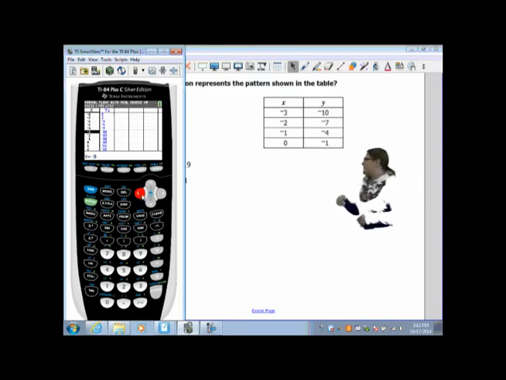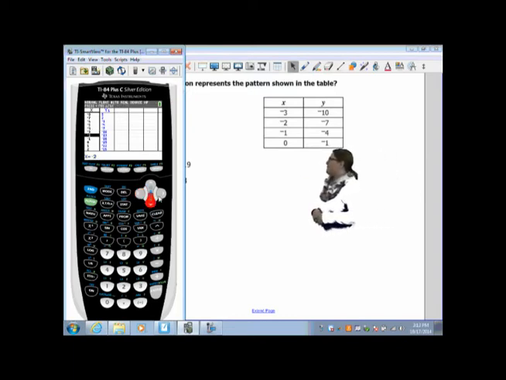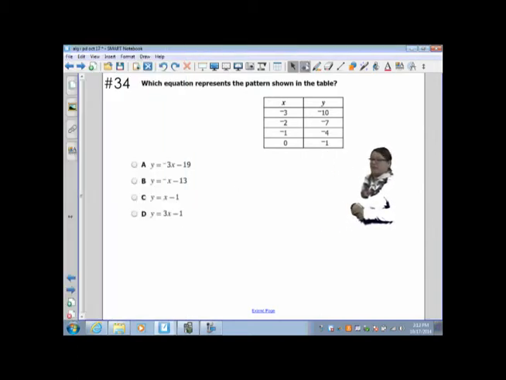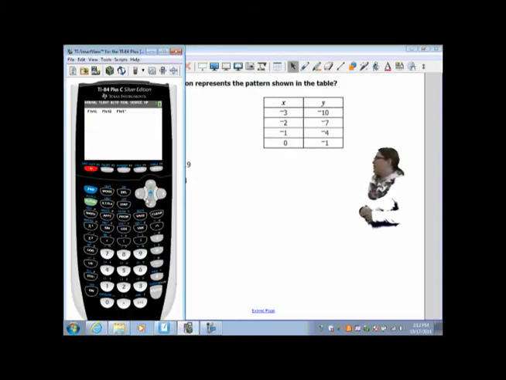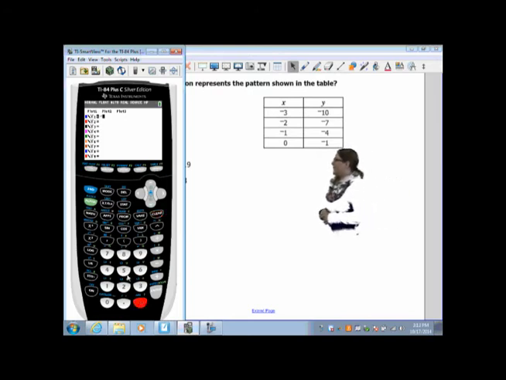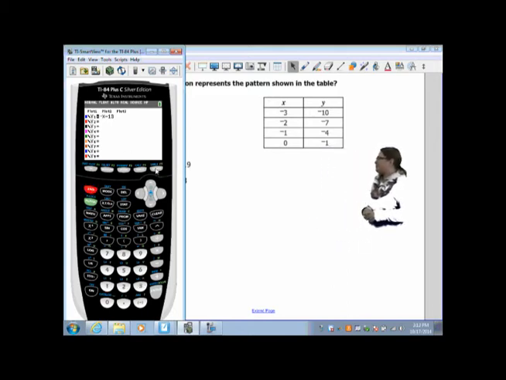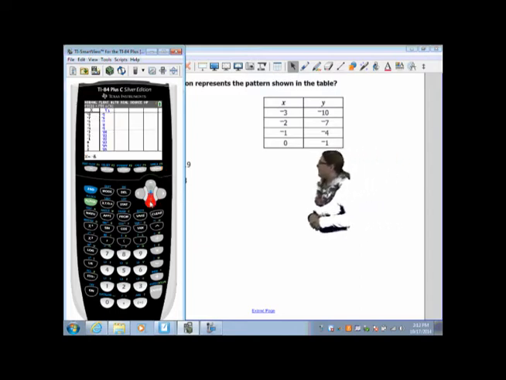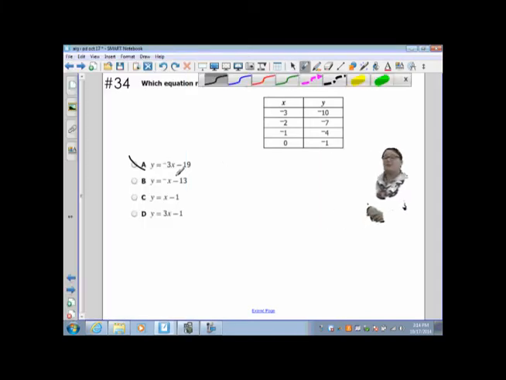Now we need to check our next x value, which is negative 2, and we're looking for it to match up with negative 7. It does not. So we're going to move on to answer choice B to see if that matches. So y equals, now we're going to type in negative x minus 13. We're going to push second graph. We're going to check our table again: negative 3, negative 10, negative 2, it's not negative 7. So we are going to move on to answer choice C.